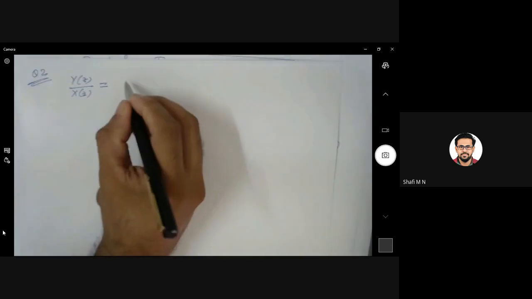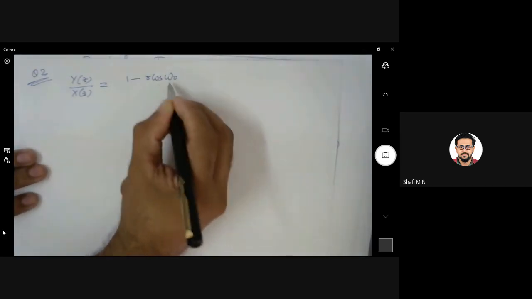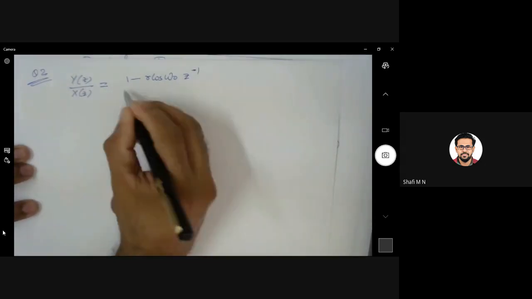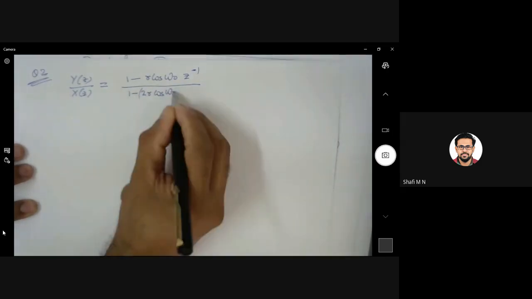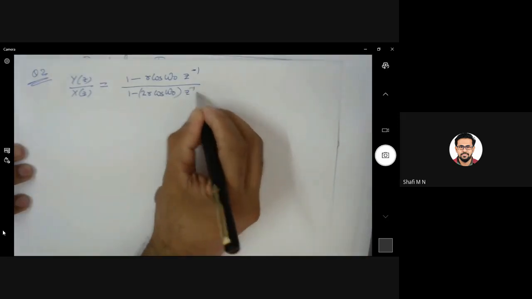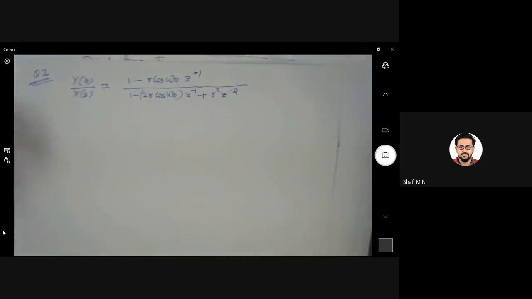Y of z by x of z equal to, this is the system, 1 minus r cos omega naught. These are nothing but just constants. Okay, 1 minus r cos omega naught z raised to -1, all divided by 1 minus 2r cos omega naught. This is also just a constant only. Okay, 1 minus 2r cos omega naught z raised to -1 plus r square z raised to -2. Try to obtain the transfer function, obtain the difference equation.